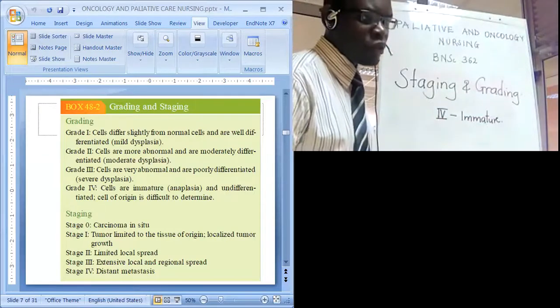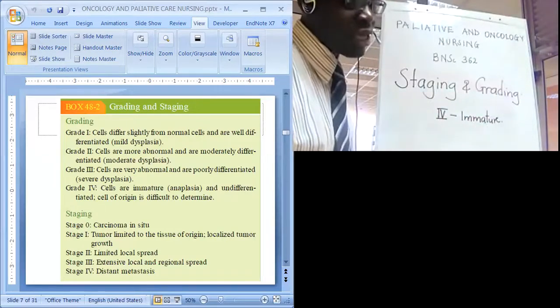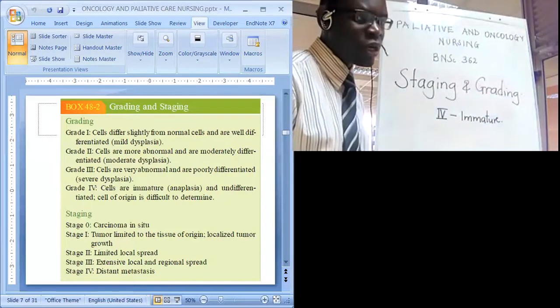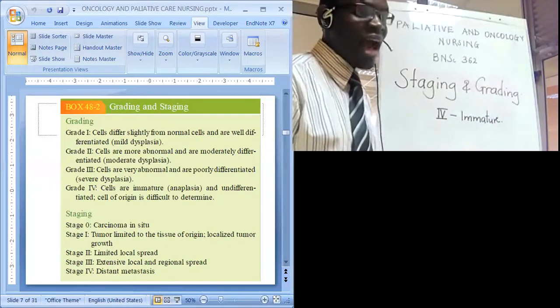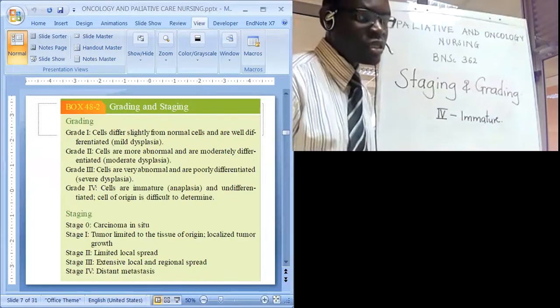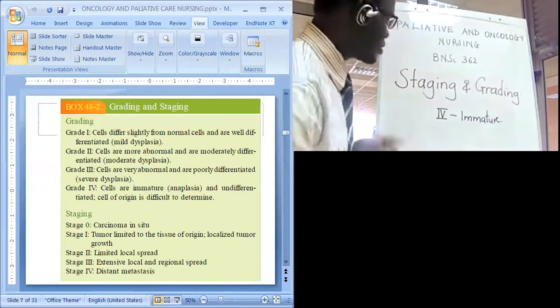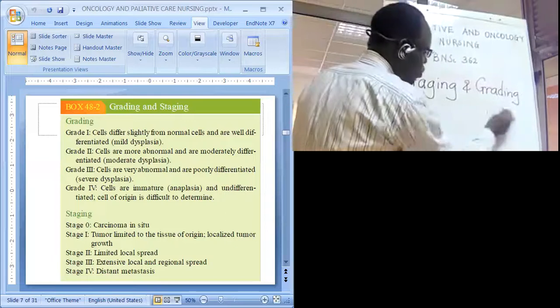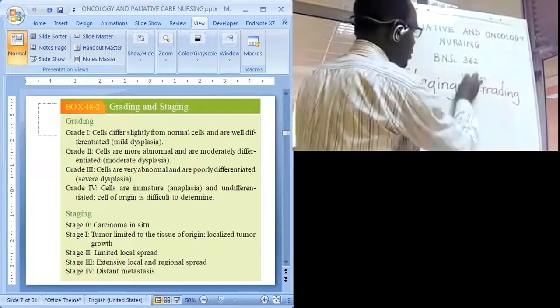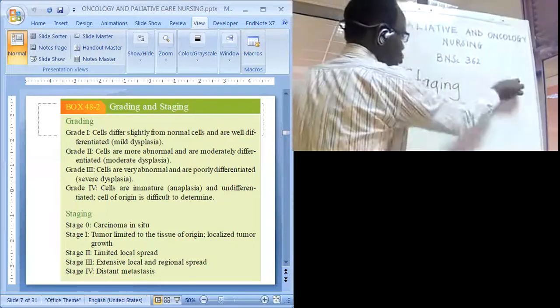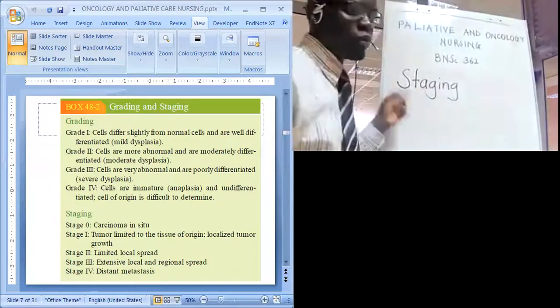So with grade 4, the cells are basically immature, what we call anaplasia, and they are undifferentiated. In other words, they do not resemble the parent cells at any moment. They do not resemble the parent cells.